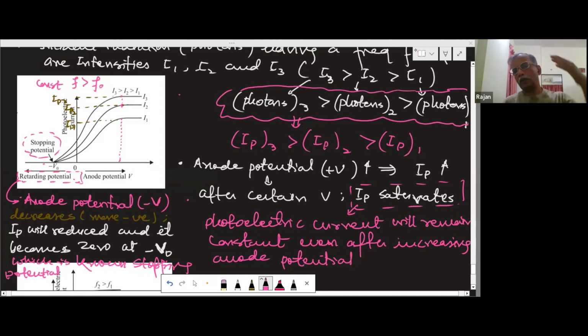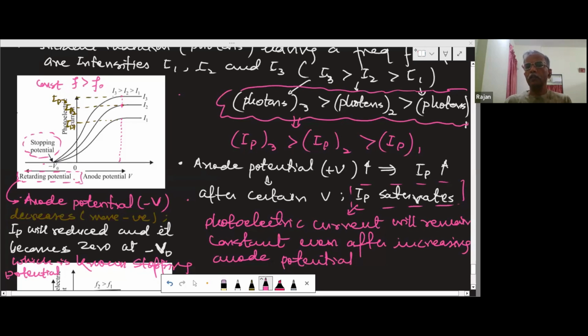How much extra energy above the threshold this incident radiation has, these photons have, and accordingly each photon will have that energy. Once it is liberating the photoelectrons, those photoelectrons will have energy in the form of kinetic energy, right? So it totally depends. Okay, the number of photons is more in I3, but each has the same energy, that is hf, which is greater than hf naught. f is greater than f naught.